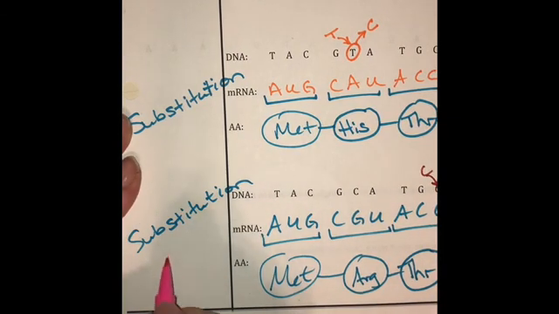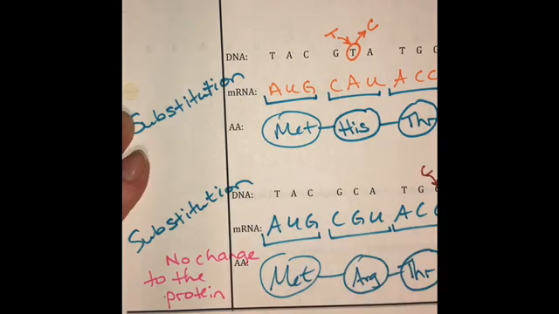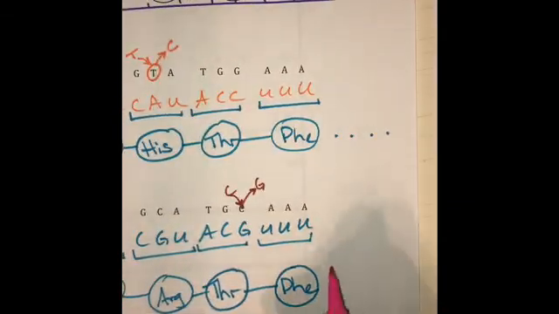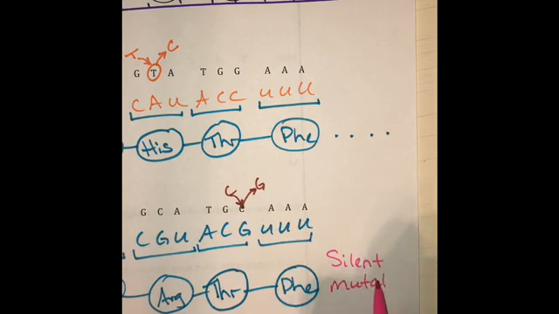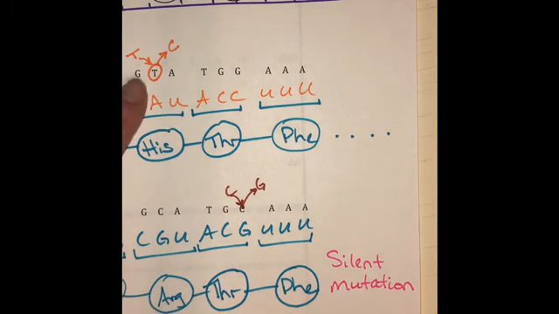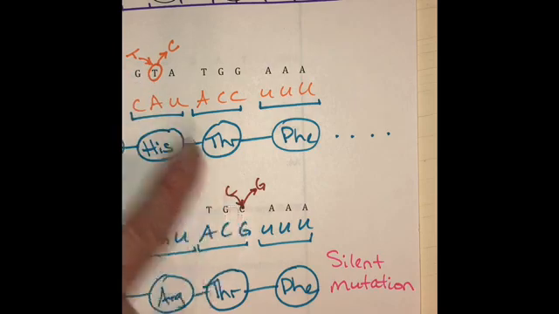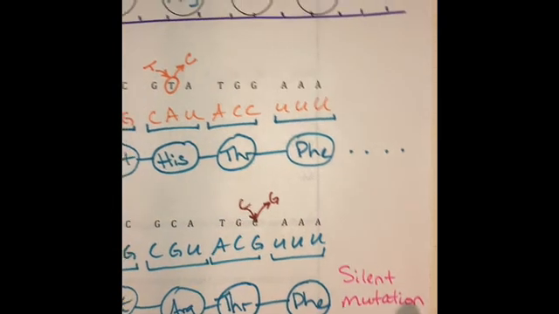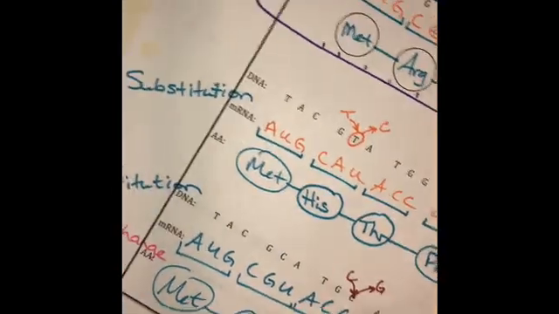However, because there is no change to the protein, this is also referenced or considered to be a silent mutation. And again, I think that name makes a lot of sense. Now, in both cases, in our two substitutions, there was only one point in the DNA where there was a mutation or where the DNA changed.